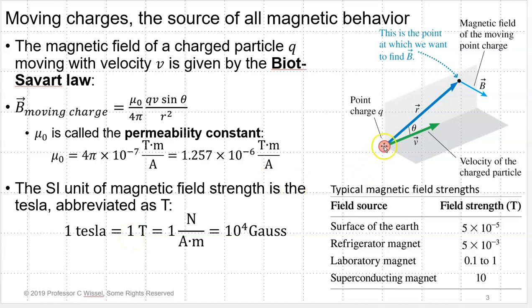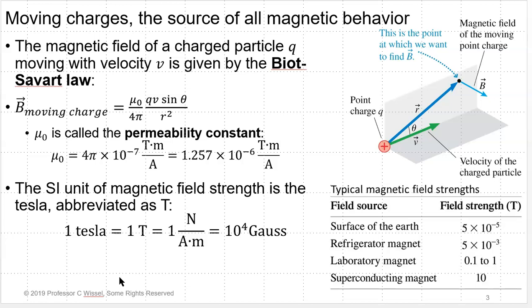So we have a moving charge here. It's a positive charge. It's moving along its velocity v. We're interested in a point here, a distance r from this charge. We're interested in the magnetic field at this point right here. Okay, so the magnetic field of a charged particle q moving with velocity v is given by the Biot-Savart law. So the B of the moving charge equals mu 0 over 4 pi times qv sine theta over r squared. Mu naught is called the permittivity constant. It equals 4 pi times 10⁻⁷ Tesla meter per amp, or 1.257 times 10⁻⁶ Tesla meter per amp.